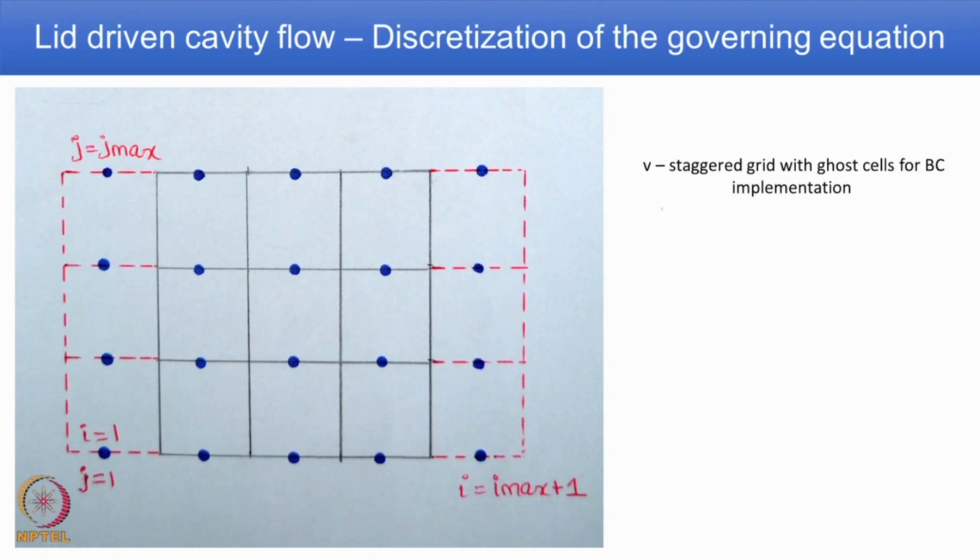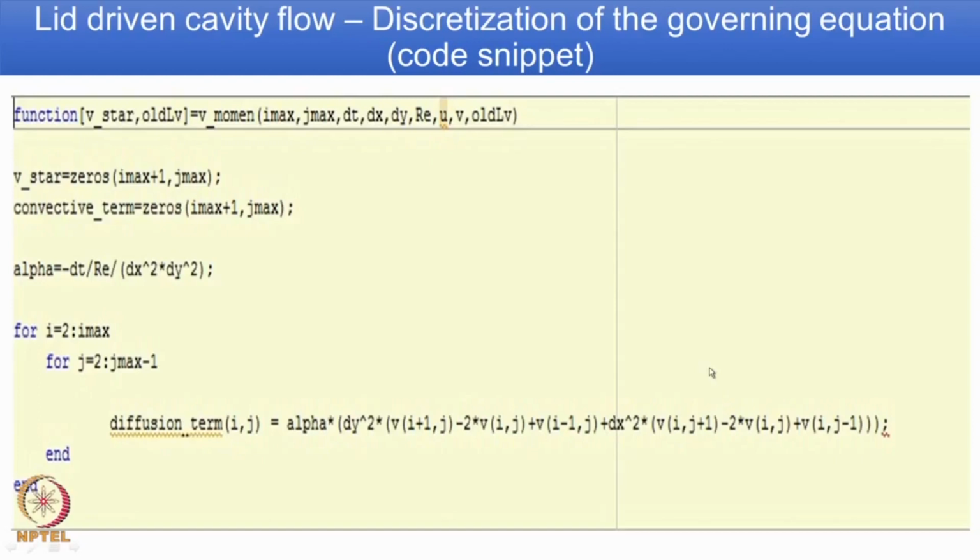We had a similar thing when we did the u momentum equation, but it was in the j direction. Now, for the V momentum equation, it is in the I direction. Because of this extra ghost grid or ghost cell, the number of V velocity unknowns now becomes I max plus 1 into j max. So, here is the corresponding part of the code snippet. The function V star, old V equals V momentum, with arguments defined as I max, j max, dt, dx, dy, Reynolds number, u, v and old V.